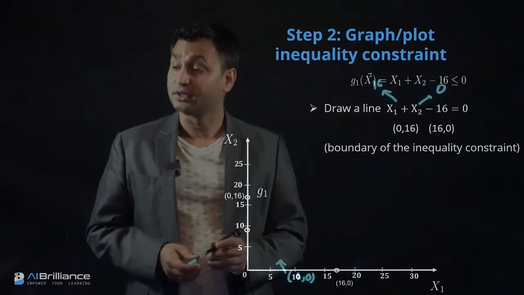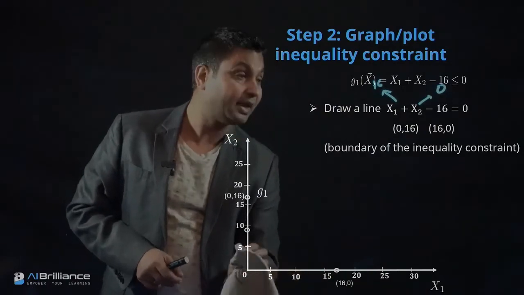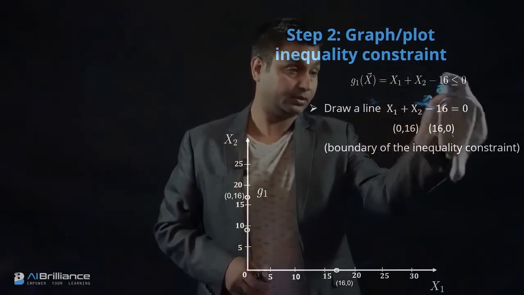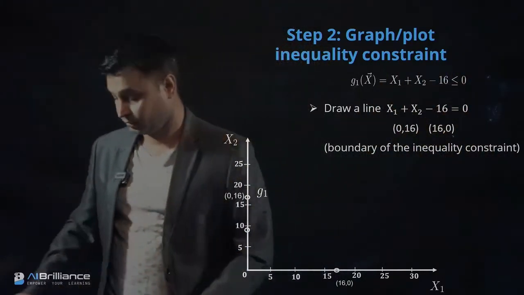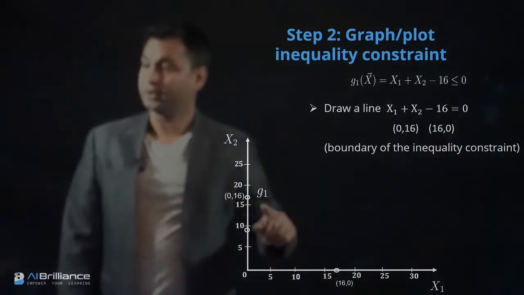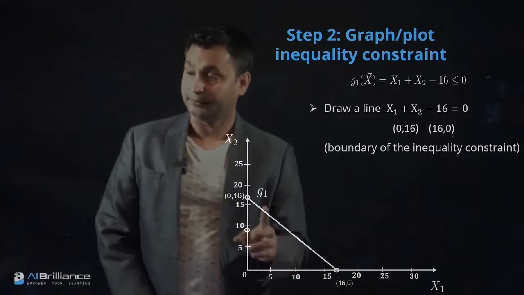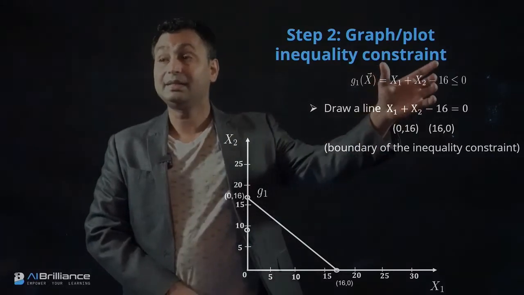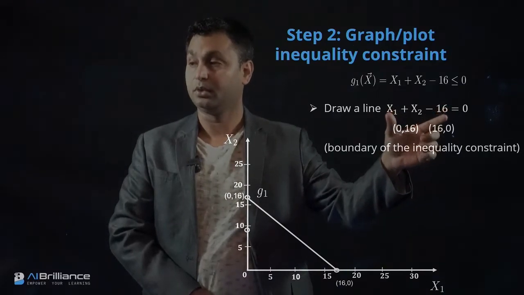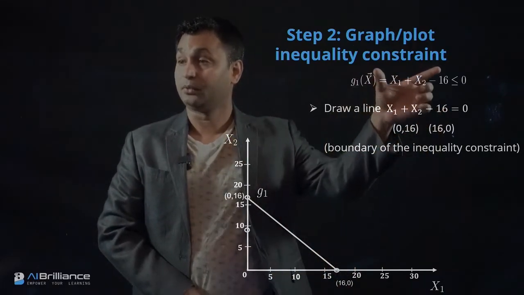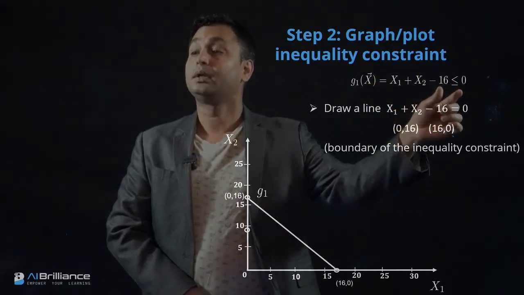Using this information, we can draw the line that represents this inequality constraint, x1 plus x2 minus 16 is less than or equal to 0. We take these 2 points, (0, 16) and (16, 0), and connect them, and after connecting them we get this line. Now remember that this is an inequality constraint, whereas this line represents the equation. So this line does not necessarily represent the inequality; it essentially represents the boundary of this inequality, the condition when it is equal to 0.